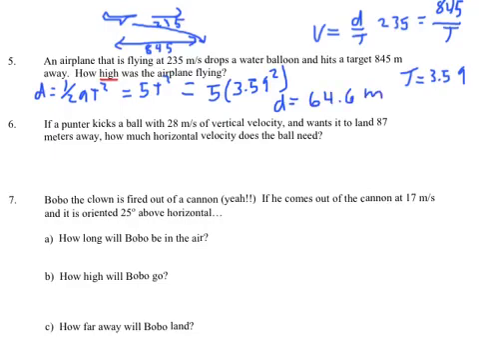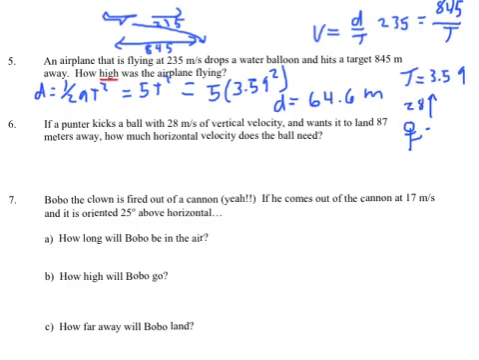Cool. Let's try the next one. I have a punter kicking a ball. I'm not going to draw the punter because I would if I was doing it on a regular piece of paper, but it's hard to draw it. Okay, here I go. Here's a punter kicking a ball, and the ball has a vertical velocity of 28 meters per second.